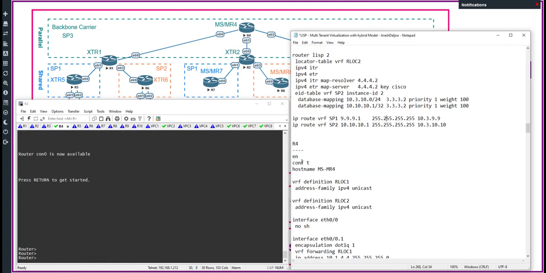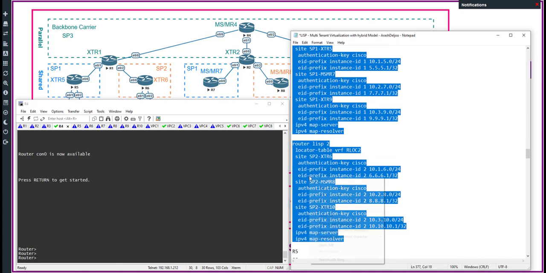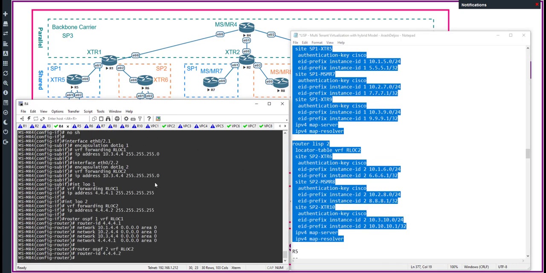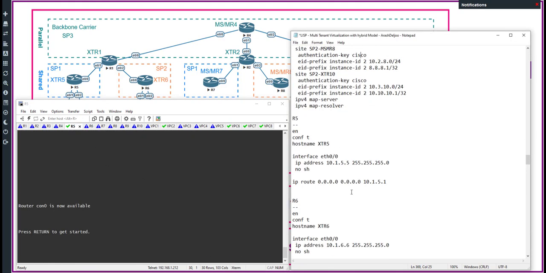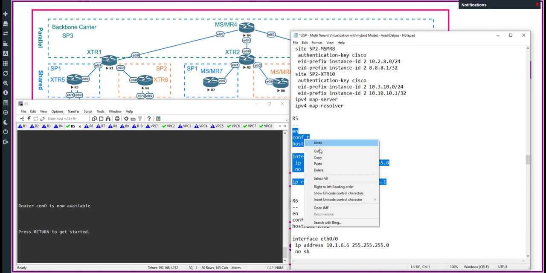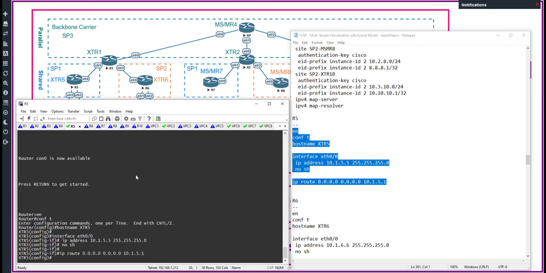This is the router 4. Let me copy the configuration of router 4. After that, we can paste it on the R4 CLI. This is the R4 CLI. So easy. And then we need to configure the router 5. This is the configuration of router 5 here. Okay, look at here, very good.